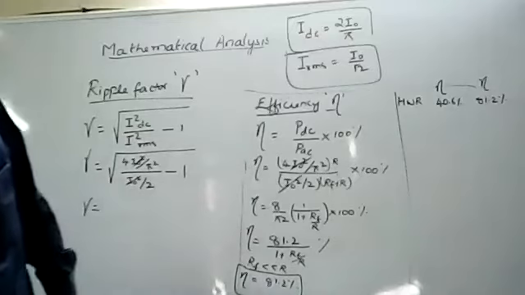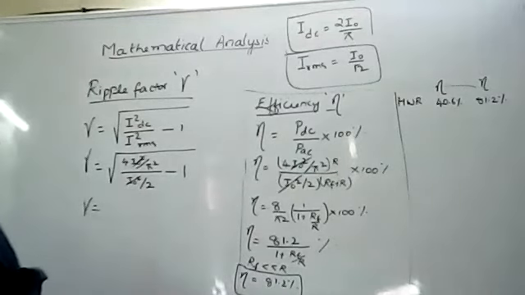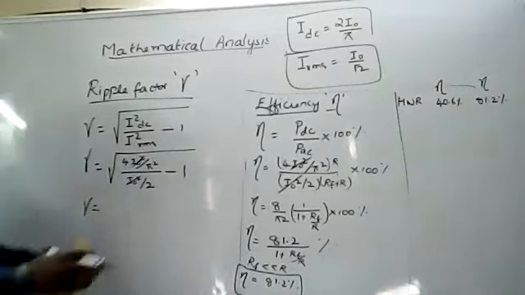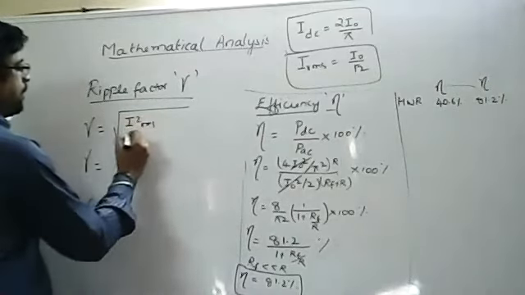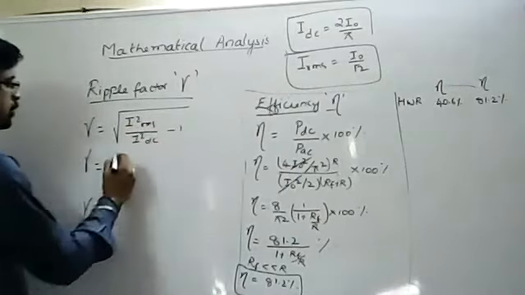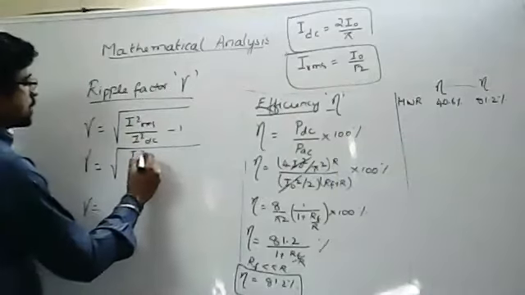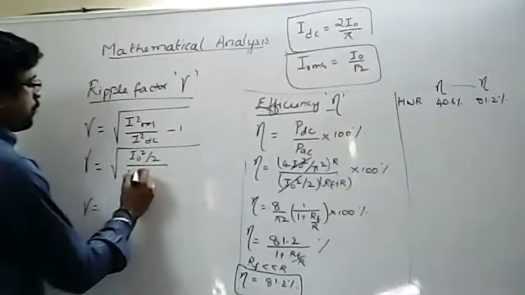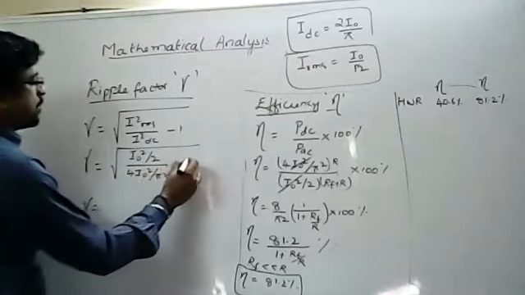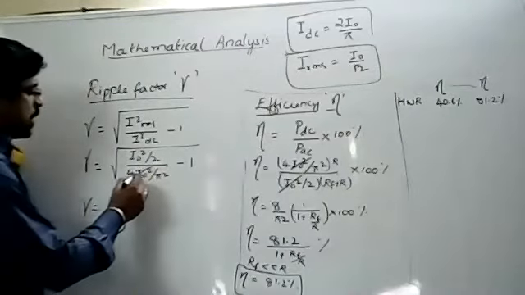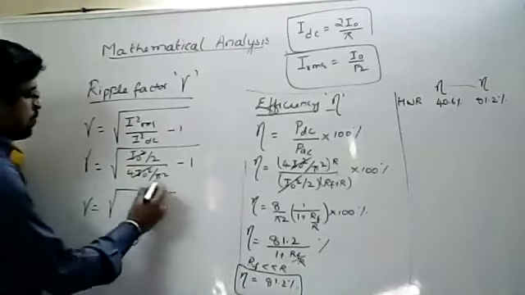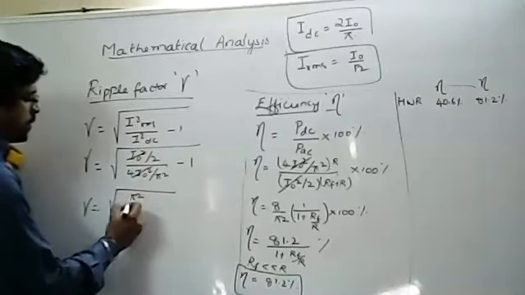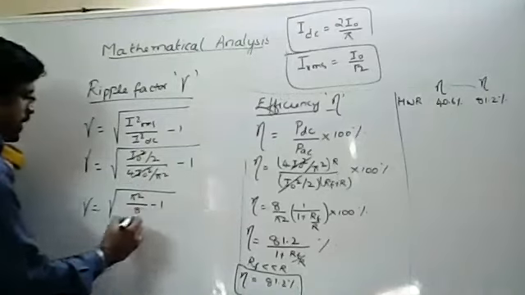Just a minute. So it is reversed, sorry. It is I square RMS by I square DC minus 1. So what do I get? I square RMS, I naught square by 2, divided by 4 I naught square by pi square, minus 1. Then I naught square will get cancelled. Then pi square will go up, by 4 into 2 is 8, minus 1.